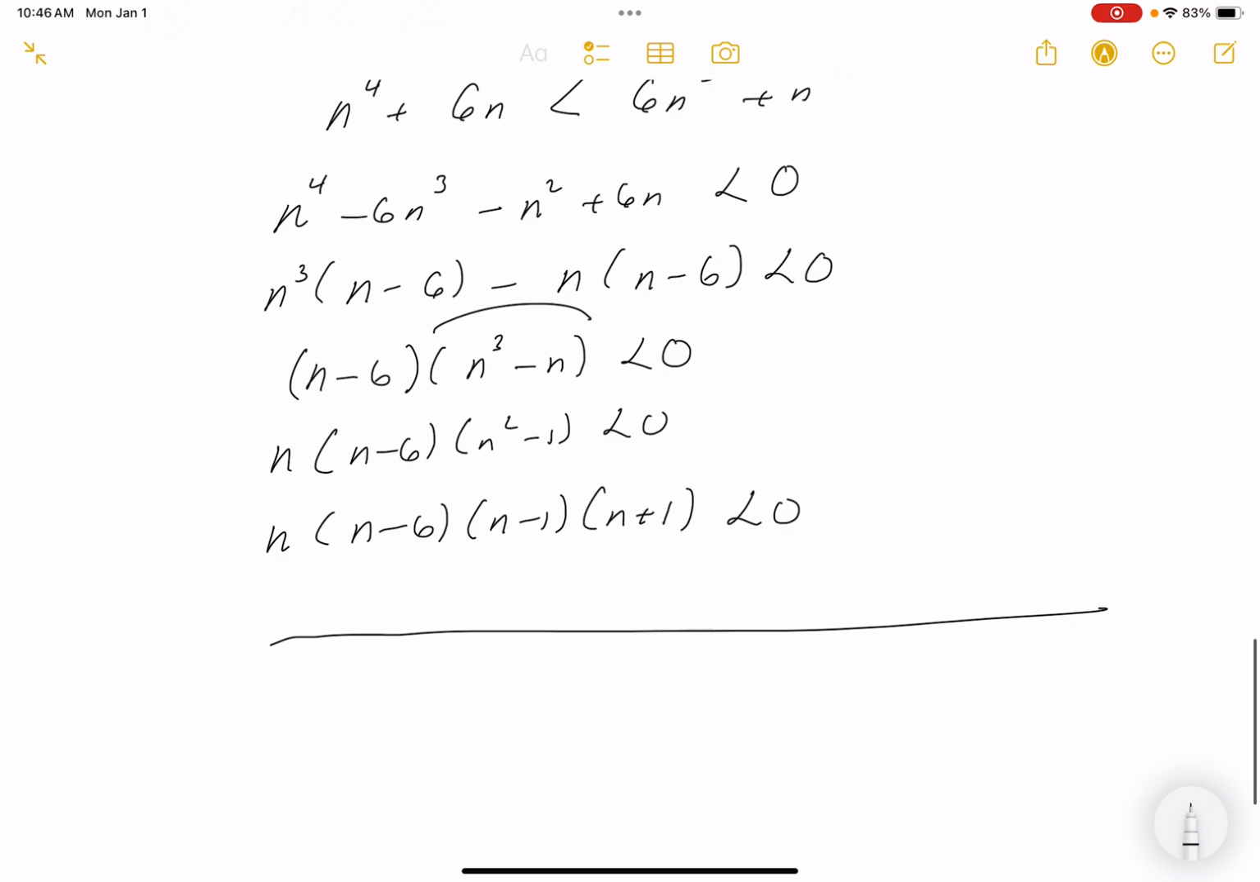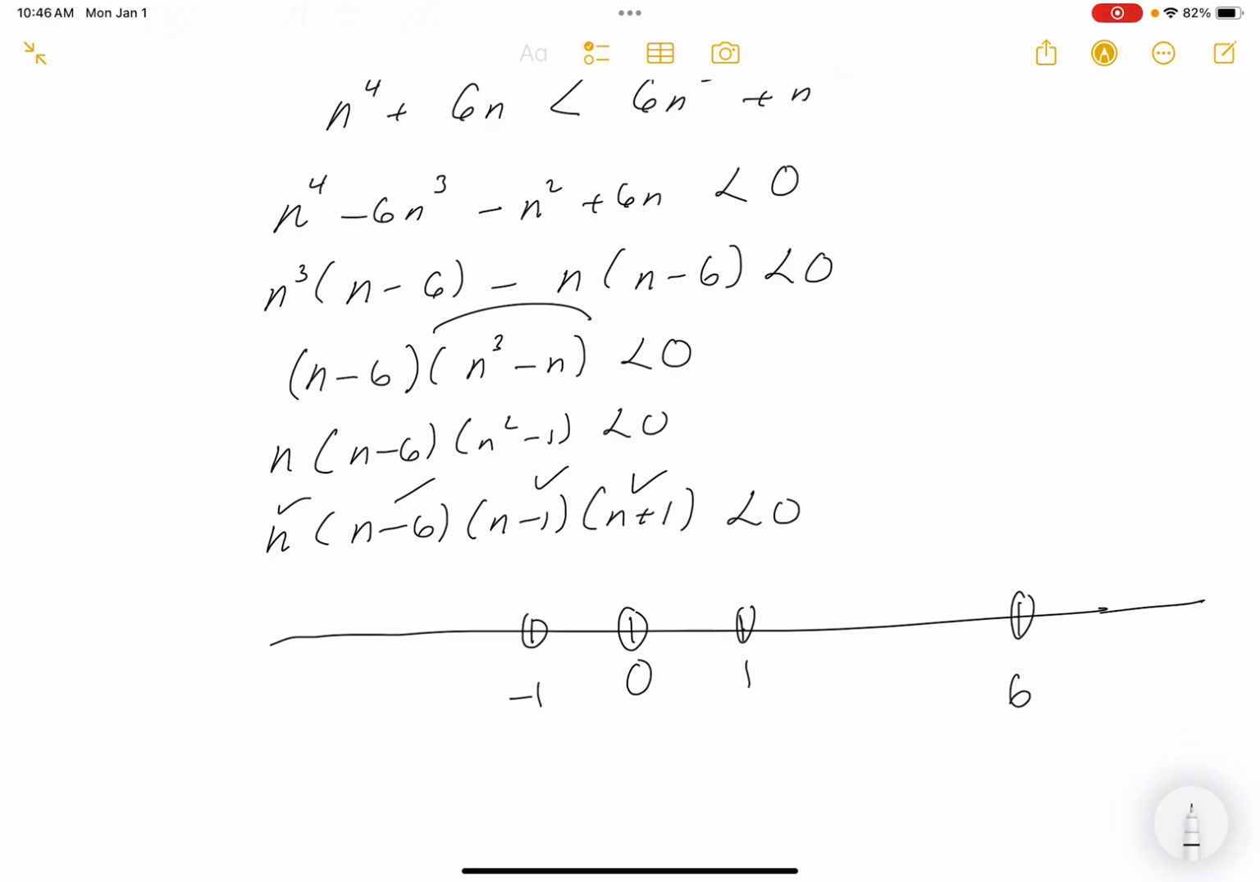The number line goes down. This nonlinear inequality, I'll put the zeros down. One of the zeros would be n equals 0. The other one will be where n equals 6. The other one will be n equals 1. And the other one is n equals minus 1. All right, now let's test the intervals out.